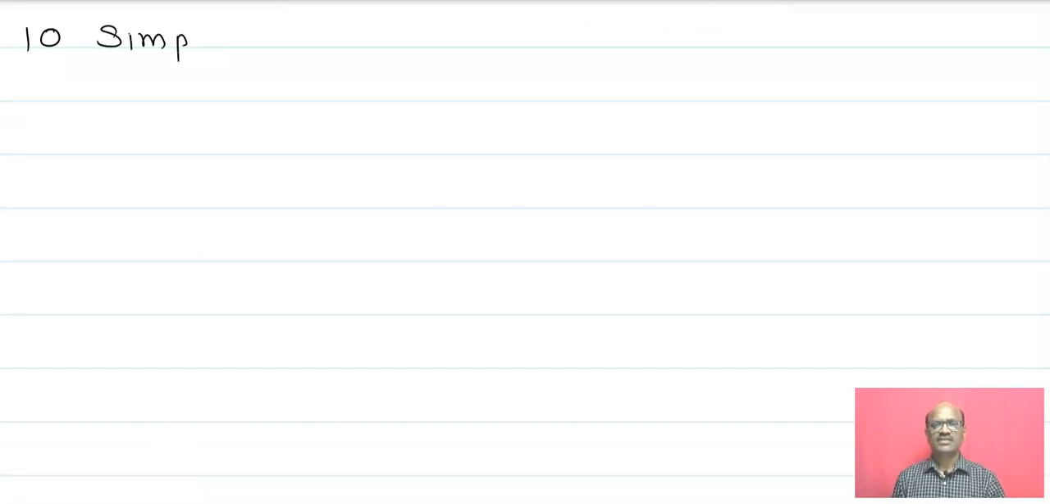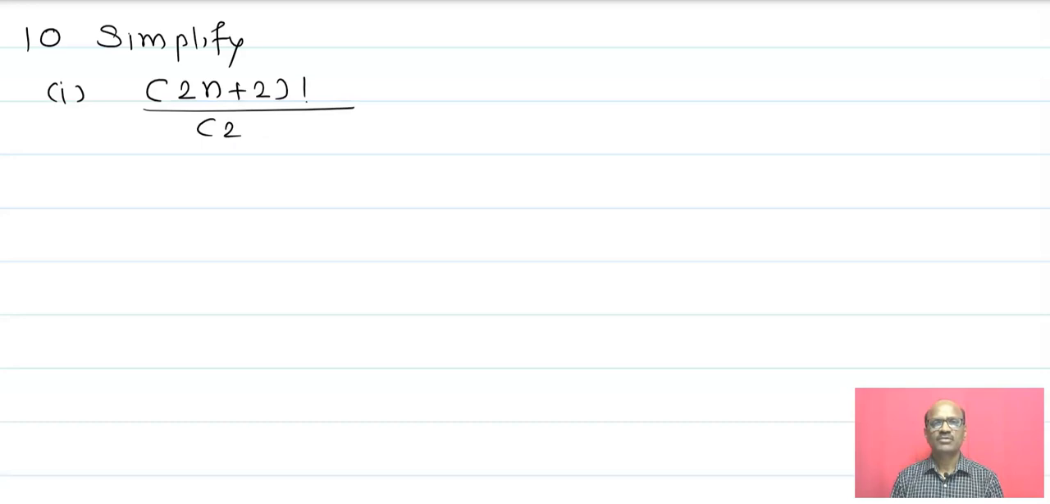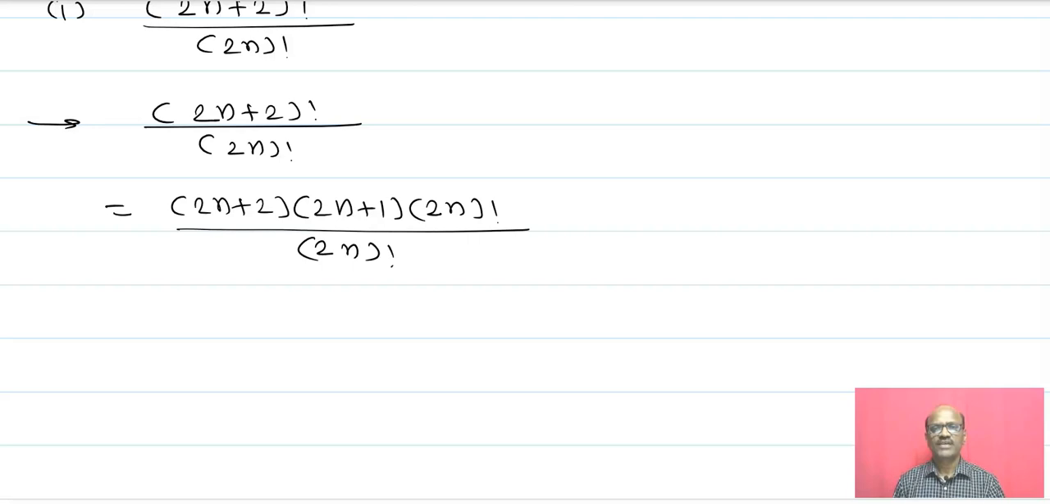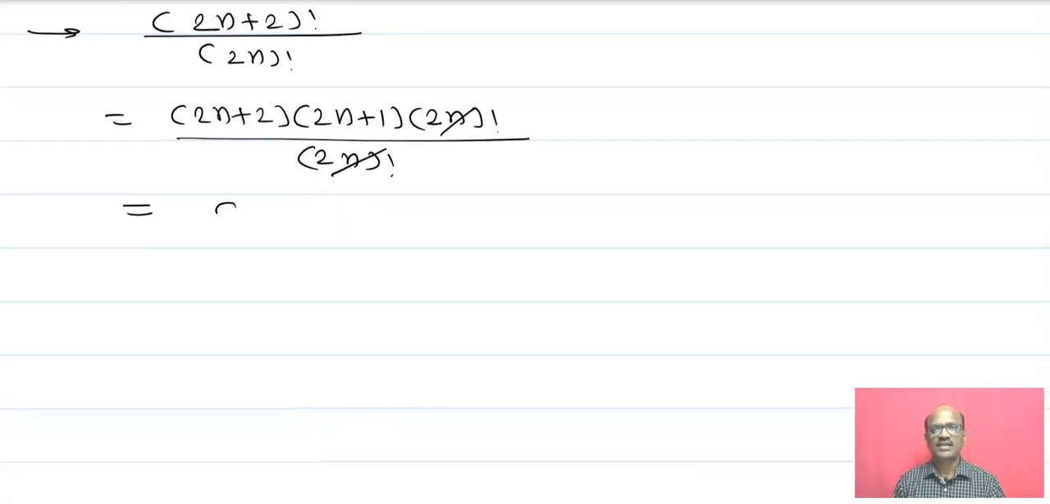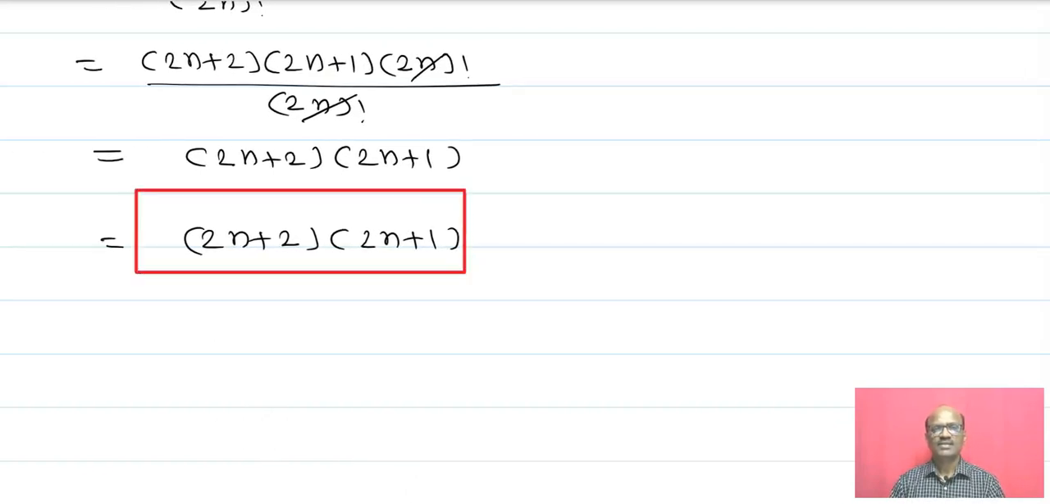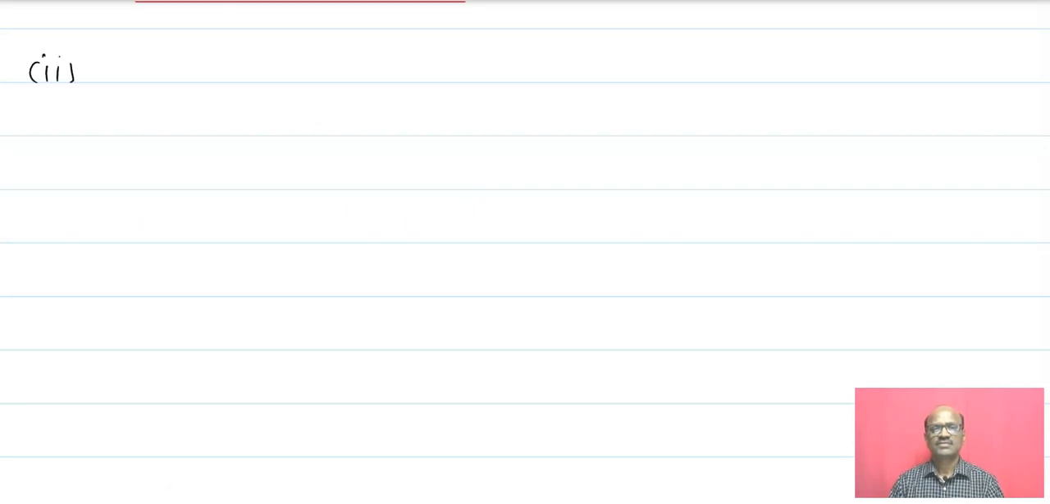Now question number 10, this is to simplify. First, 2n plus 2 factorial upon 2n factorial. 2n plus 2 factorial upon 2n factorial is equal to 2n plus 2, 2n plus 1, 2n factorial. Now these two get cancelled, and that's why we will get 2n plus 2 into 2n plus 1. That is it, 2n plus 2 into 2n plus 1. This is what we wanted to prove.